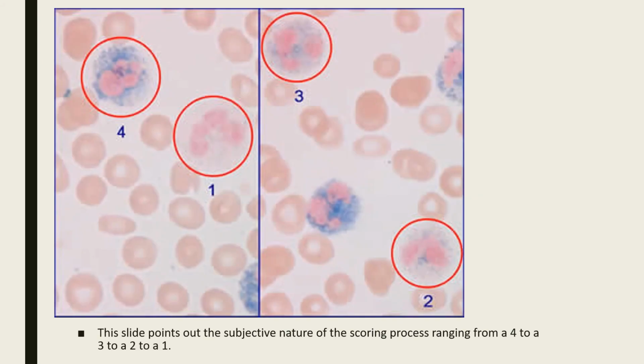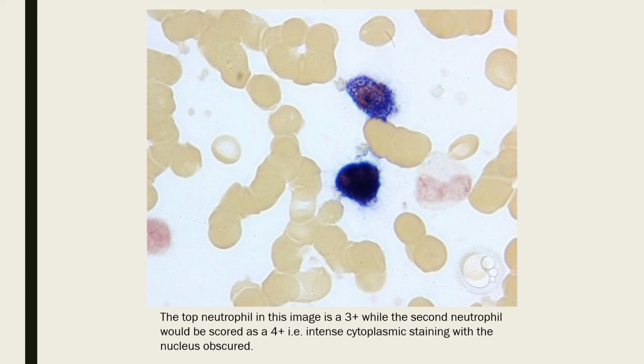Okay, so here are the scores of 1 until 4. You can see number 1, number 2, number 3, and number 4. Here is the neutrophil with a score of 3 plus and 4 plus. You can see a stronger color in the 4 plus neutrophil, which means there is a really high amount of leukocyte alkaline phosphatase activity here.